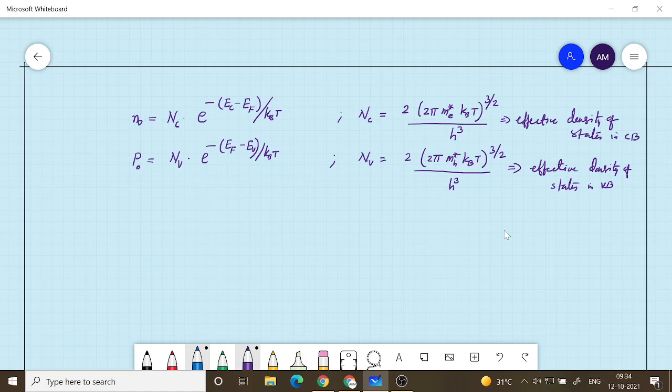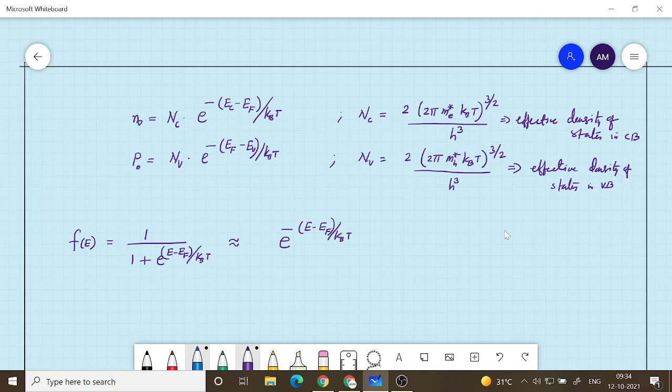Now in deriving this equation we have used an approximation. The approximation is that f of E, the Fermi-Dirac probability distribution function, which is written exactly as 1 by 1 plus e raised to (E minus Ef) by kBT, we have approximated as e raised to minus of (E minus Ef) by kBT.